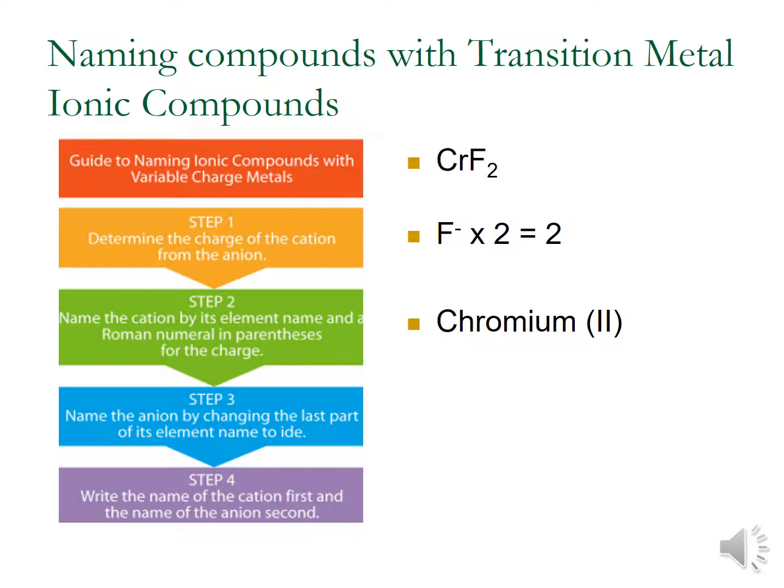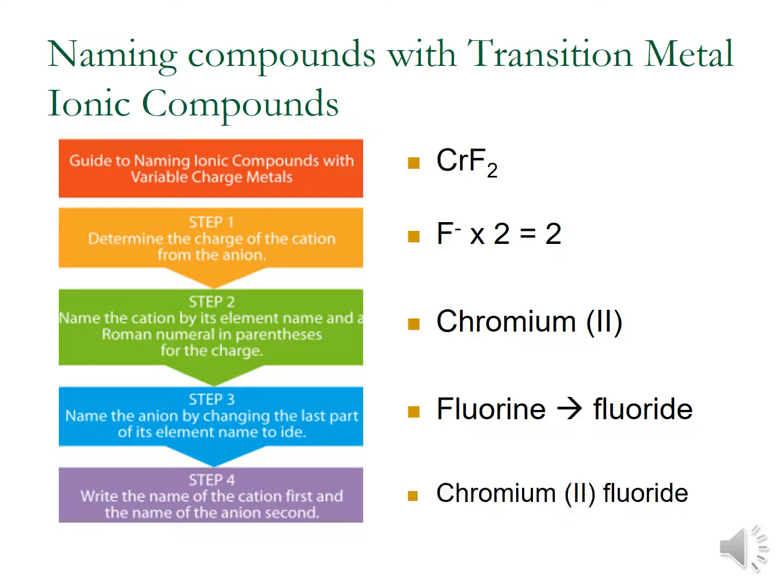Now we name the cation by its element name and a Roman numeral in parentheses after the charge. So the element name is chromium, and then a Roman numeral 2 tells me that it's Cr with a +2 charge. Step 3, we name the anion in the normal way. Fluorine becomes fluoride, and then we put the 2 names together. Chromium(II) fluoride.